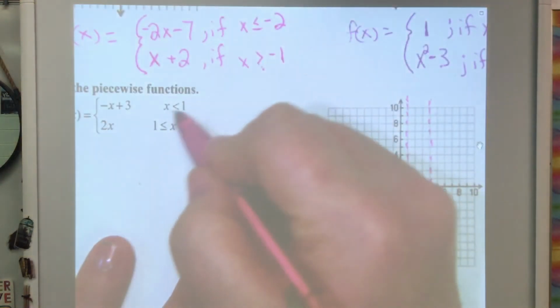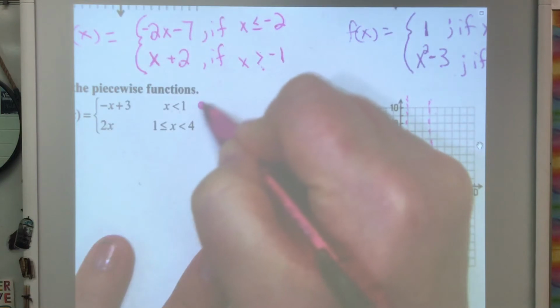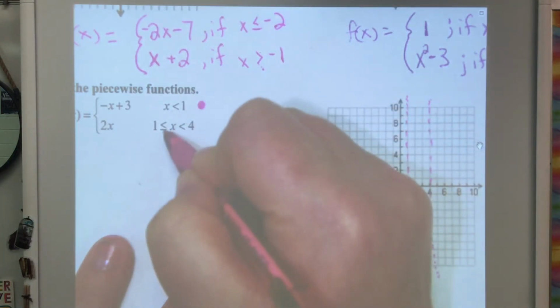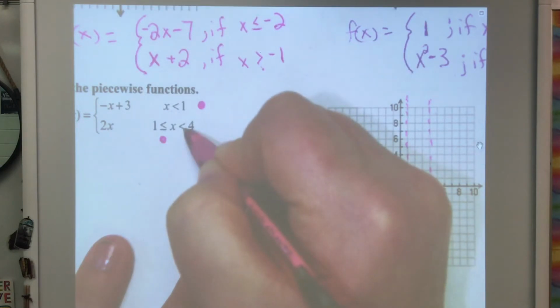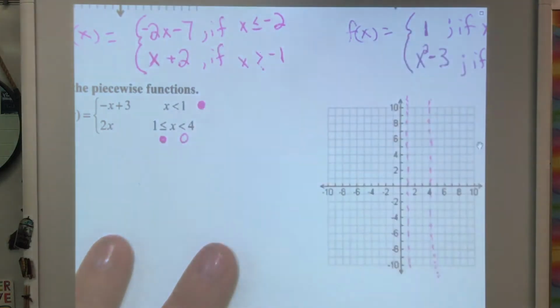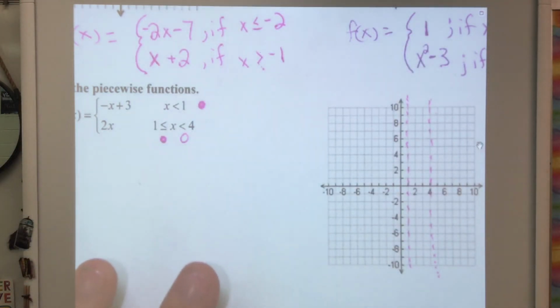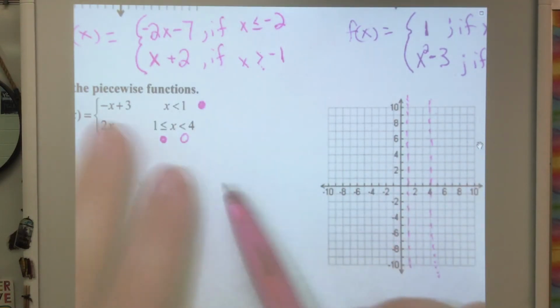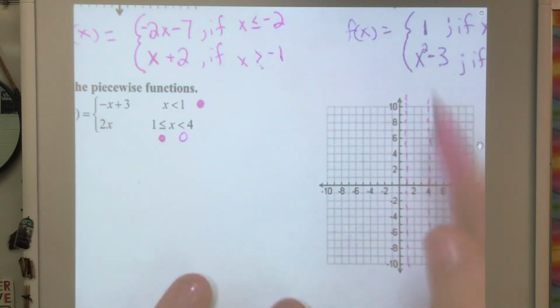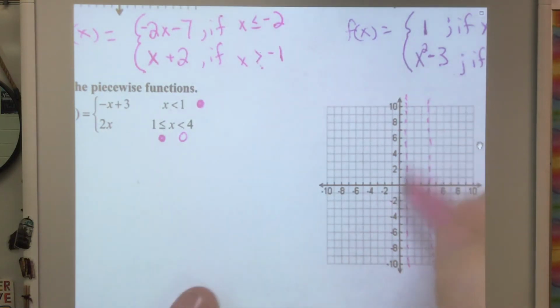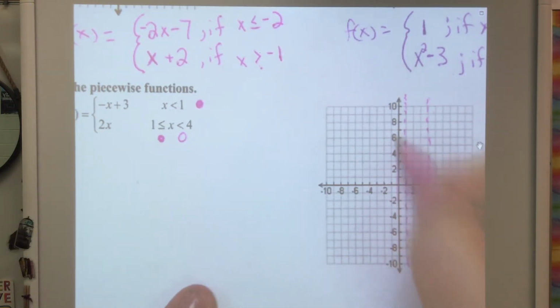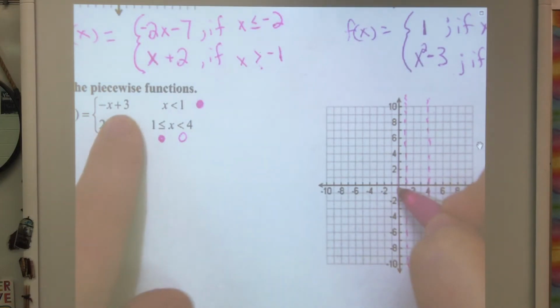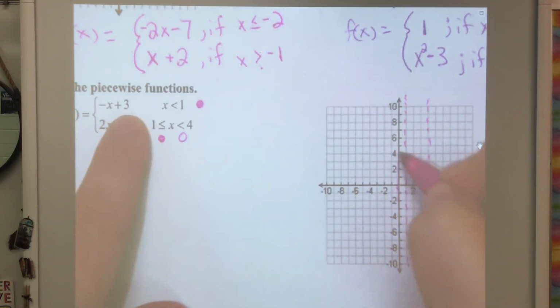Looking at this, it's less than 1. I'd have a closed circle here for less than or equal to, and here I would have an open circle with a less than. And now all I have to do is graph. So the first one's to the left, which makes it easier in the fact that the y intercept, we can go ahead and plot that. So that is +3.